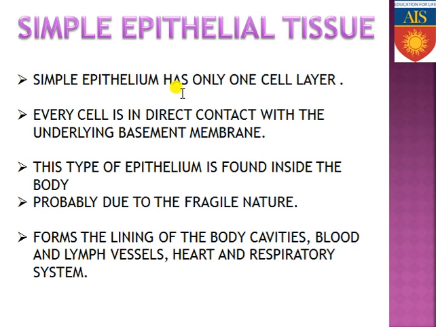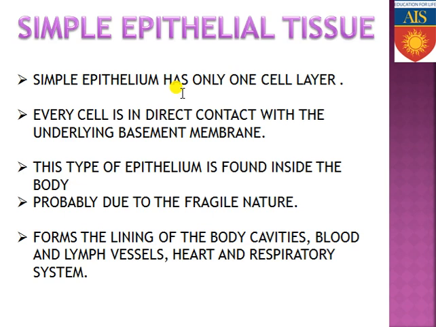Simple epithelial tissue. Simple epithelium has only one cell layer. Already we have discussed that. Every cell is in direct contact with the underlying basement membrane. This is a basic feature for any epithelial tissue cells. There should be a basement membrane below the epithelial cell. Without the basement membrane, epithelial tissue cannot form.